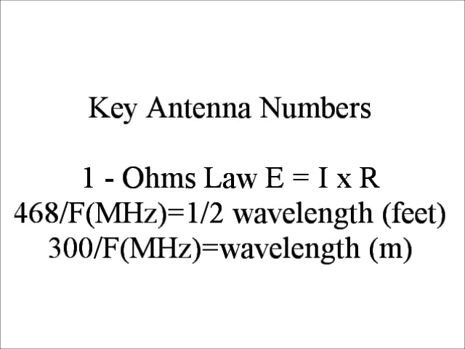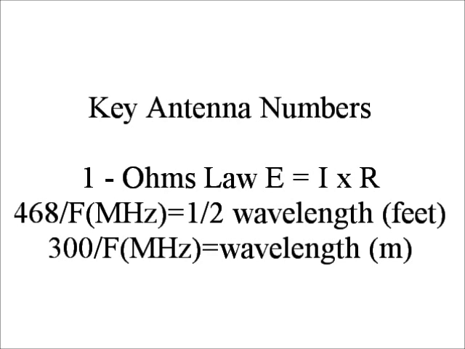468, we talked about that, the half wavelength. You take 468 and you divide the frequency in megahertz into 468, it gives you the approximate length of a half-wave antenna for that frequency. It'll vary a little. Why will it vary? Ground effects. Absolutely. Ground's a very big piece of it. Adjacent objects.